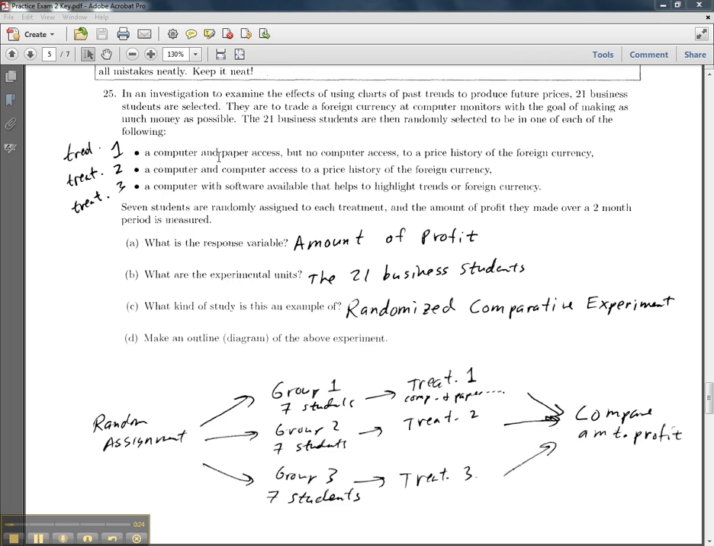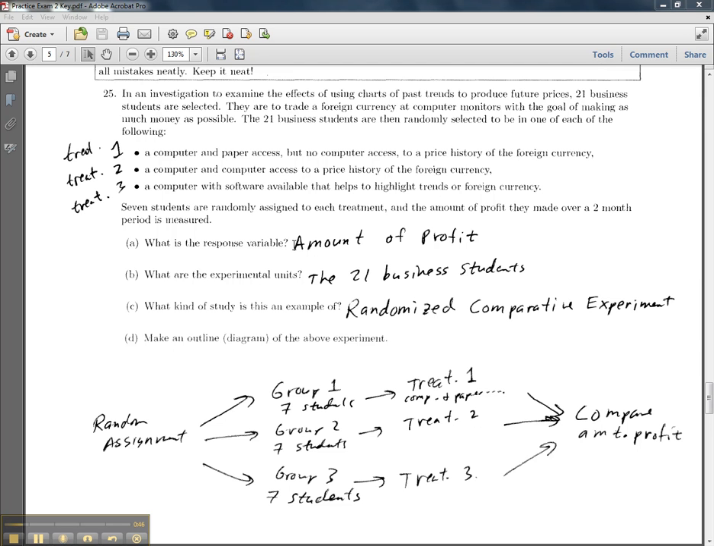So a computer and paper access, but no computer access to a price history of the foreign currency, a computer and computer access to price history of the foreign currency, a computer with software available that helps to highlight trends for foreign currency. 7 students are randomly assigned to each treatment, and the amount of profit they made over a 2-month period is measured.